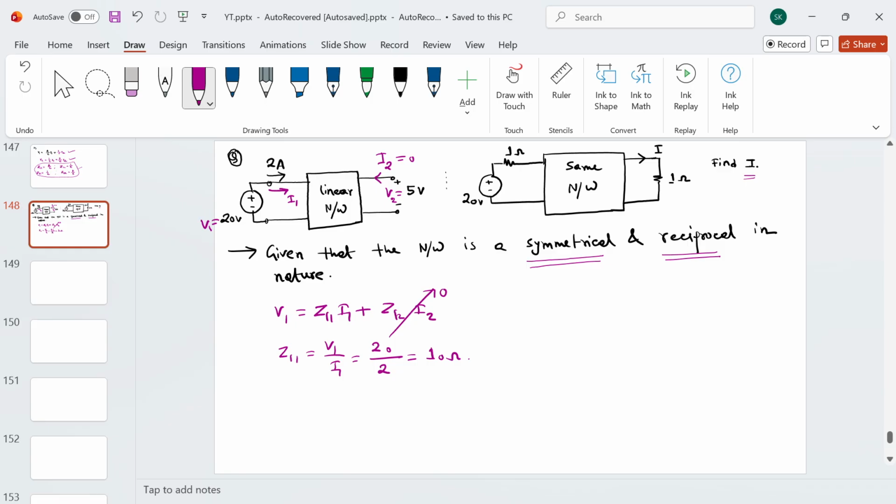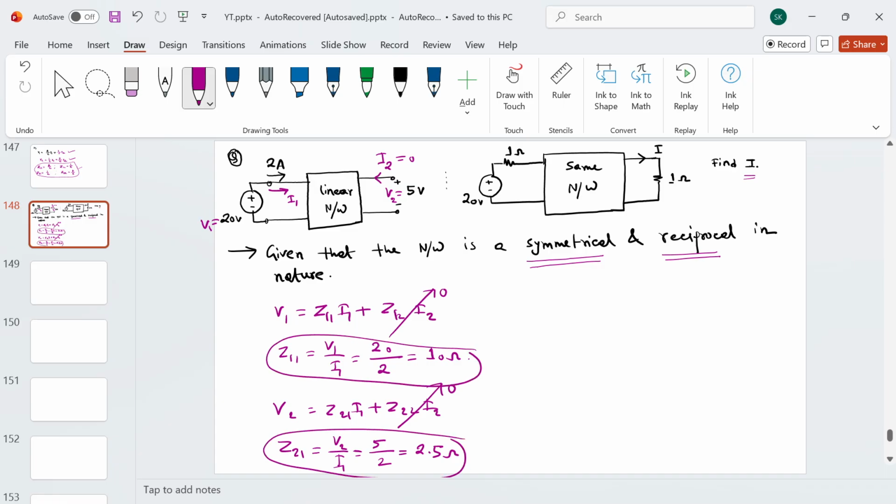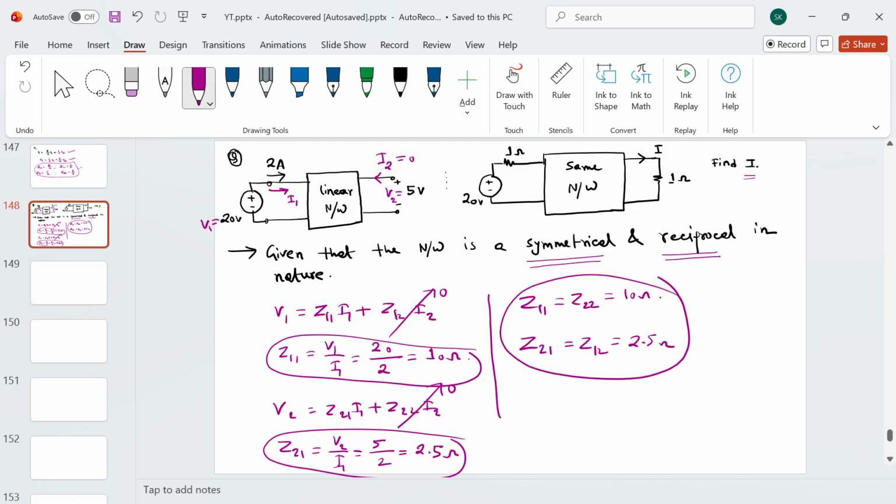Z11 is 10 ohm. In the same way, V2 equals Z21 I1 plus Z22 I2. This term is simply 0 and Z21 equals V2 by I1. V2 is simply 5 volt and I1 is 2 ampere, so it is 2.5 ohm. So I know Z11 and I know Z21. Since this network is symmetric and reciprocal, Z22 equals Z11, that means 10 ohm, and Z21 equals Z12, which is 2.5 ohm. So all four parameters are known to me. I just need to calculate the current now.